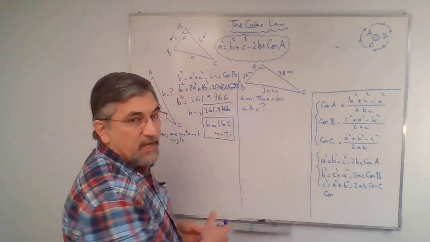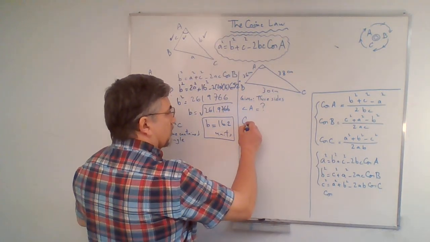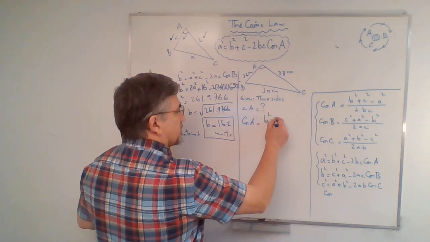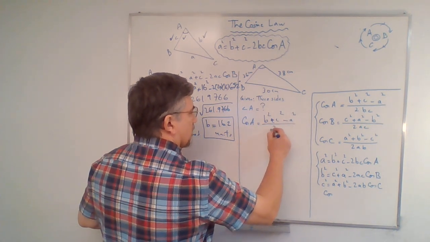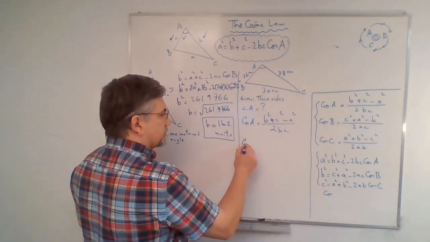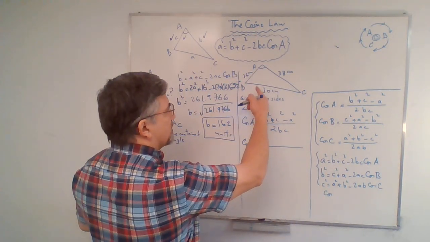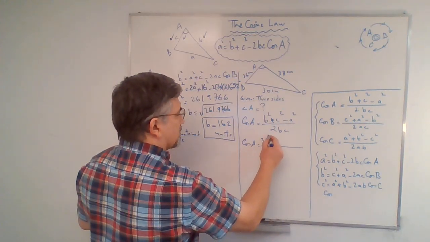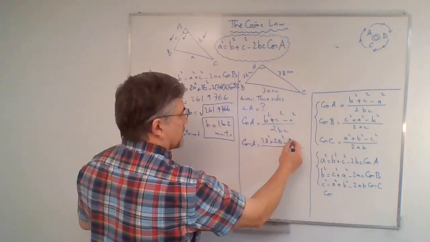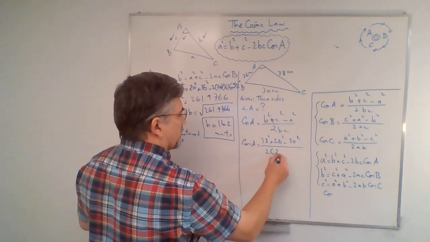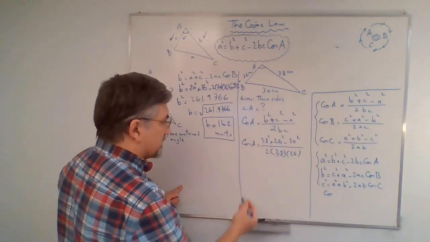So here I'm looking for angle A, so I'm going to use the first formula, okay? So I'm going to go cos A equals b squared plus c squared minus a squared over 2bc. In the next shot, I'm going to plug in the numbers. b is 38, so 38 squared plus 26 squared minus 30 squared over 2 times 38 times 26.